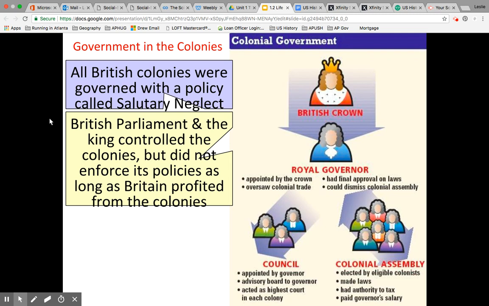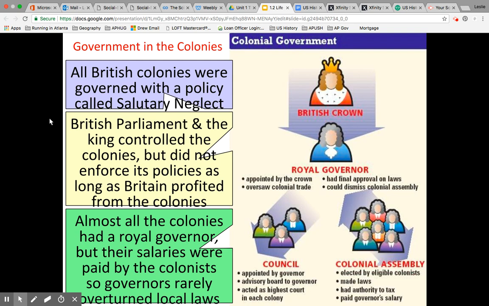And so under salutary neglect, even though British Parliament and the English king controlled the colonies, they just didn't enforce the policies in the colonies. Basically their philosophy was, I don't have time or energy to pay attention to the colonies. And as long as I'm getting what I want from the colonies, I don't really care what they do.